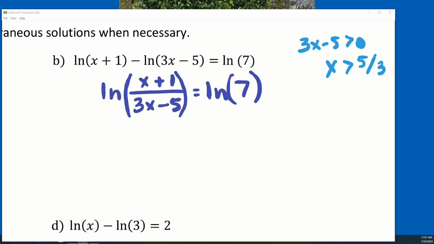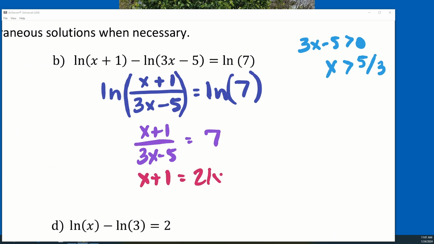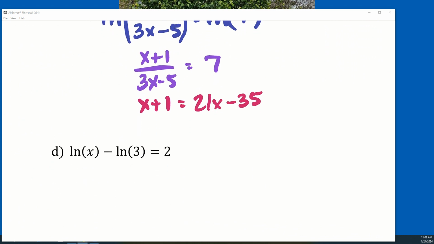And this is another situation where we have a log equals a log, so we can just drop off the logs and set those arguments equal to each other and solve. So just like always, when we're solving an equation and there's something in the denominator that you don't want there, you can just multiply by it. All right, and then again, it's just a couple of steps.